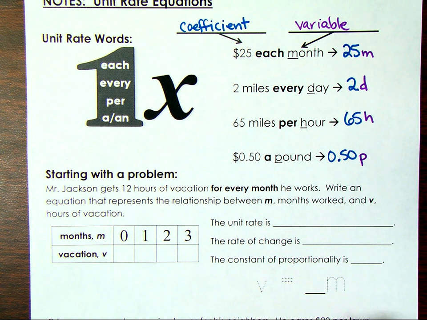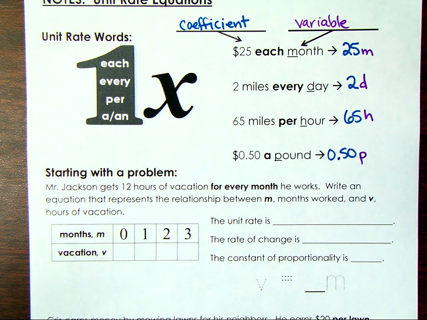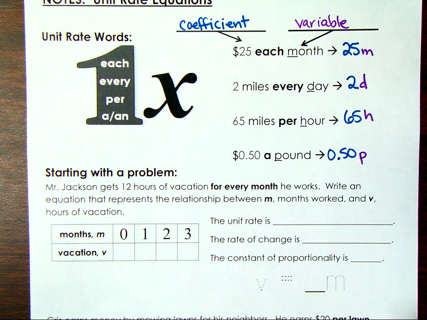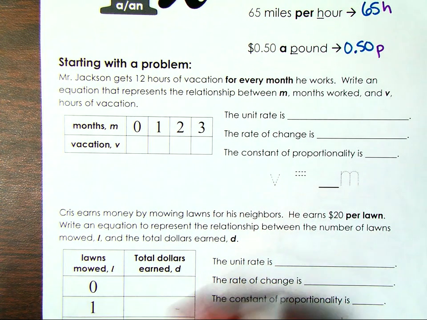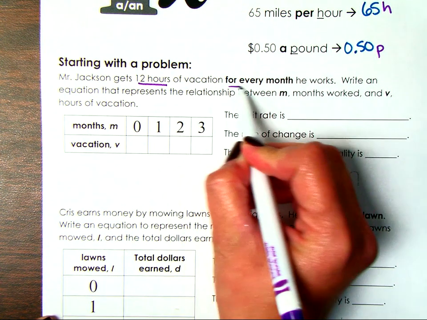So here's what we're going to do. We need to know this background knowledge so that when we're writing our equations, we are more comfortable with where your coefficient goes and what's happening. So let's look at 2 problems together, and then we'll get some practice for you. If we start with this first problem, it says Mr. Jackson gets 12 hours of vacation for every month he works. So 12 hours for every month he works.